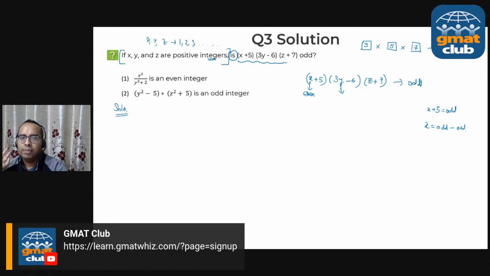Okay, 3y minus 6. Now here's a small tip. If the coefficient is odd, then the coefficient hardly plays any role in the nature of even odd. You can just ignore it. You can just worry about y minus 6.